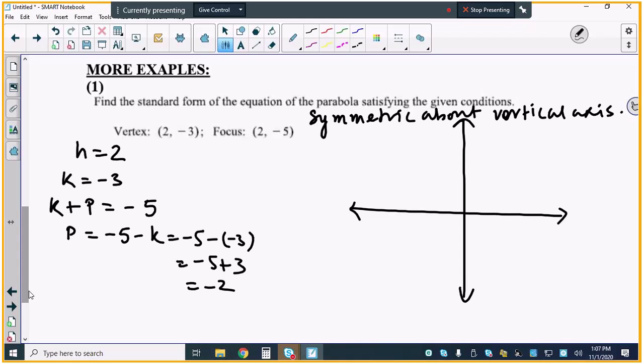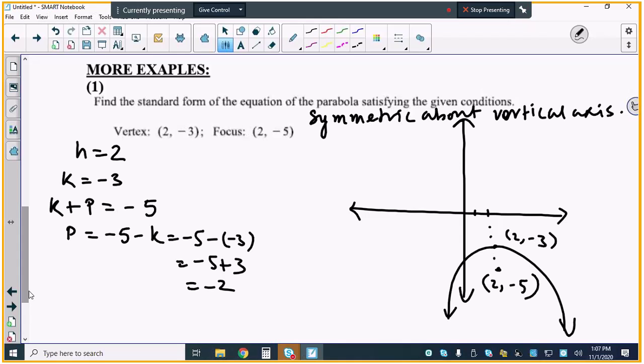Good, because I have the equation of the parabola now. So if you want to draw the picture, you go to the point 2, negative 3, x equal to 2, y equal to negative 3, so 1, 2, 3. This is the vertex of the parabola. Now the focus is 2, negative 5, so x equal to 2, y equal to negative 5. So I go 4, 5, that's the focus. The parabola will open downwards as the p value is negative. So this is the shape of the parabola. The focus, as we have pointed out, 2, negative 5. Vertex is 2, negative 3.